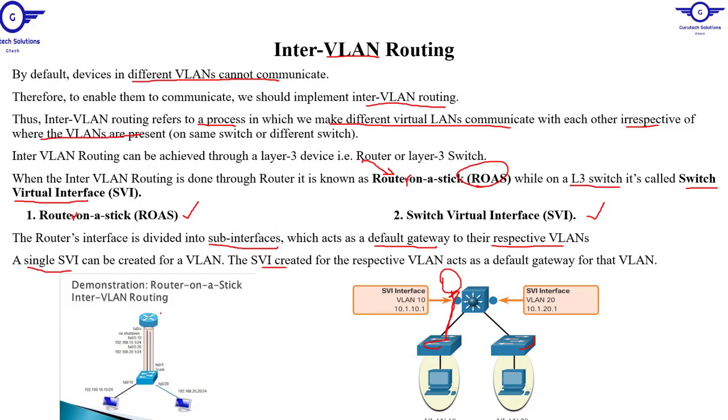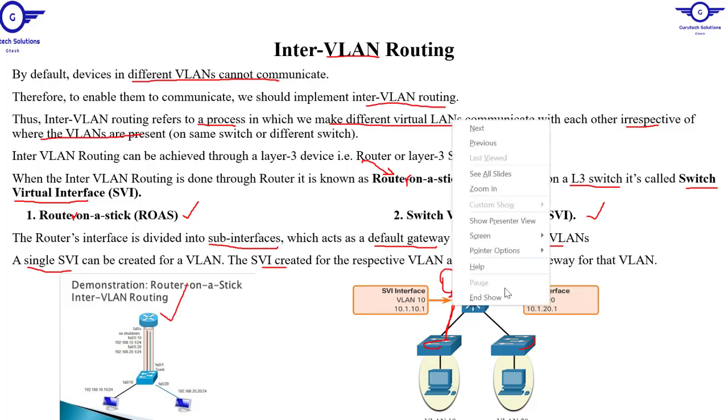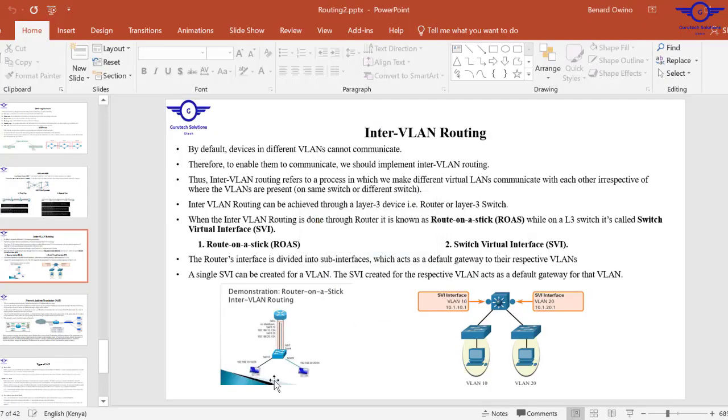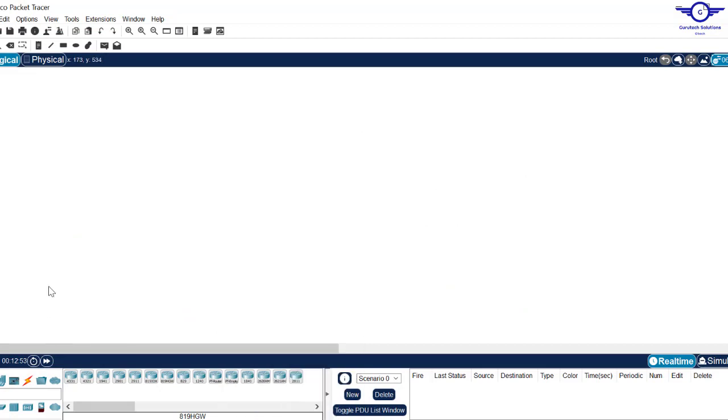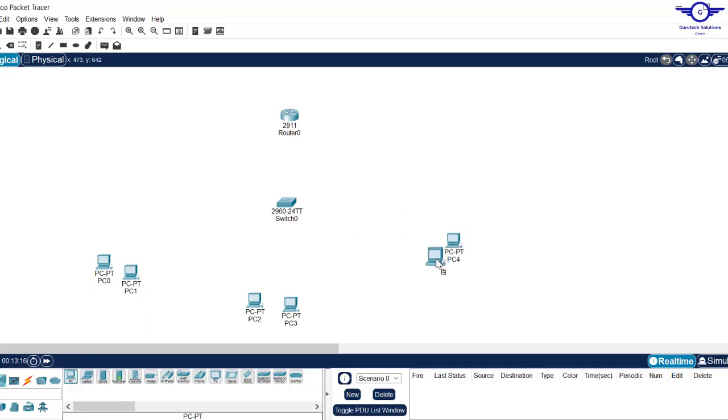For this demo, let's start with router on a stick inter-VLAN routing. So I'll go back and open my Packet Tracer. In this case, we need a 2911 router, we need a switch, and let's say 3 VLANs, each containing 2 computers, and I will connect them using automatic.